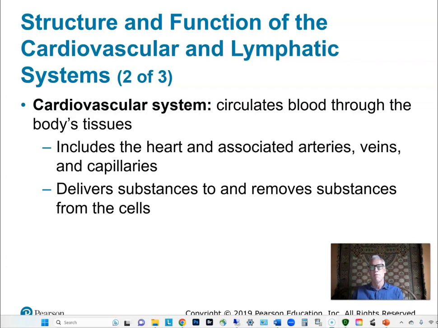close to all the cells to feed them. There are arteries, big vessels that carry blood away from the heart. Capillaries are where the diffusion takes place, tiny microscopic vessels, and then they come together into veins, which bring blood back to the heart. So they deliver nutrients and oxygen to all the cells and carry away carbon dioxide and other cellular waste products to get rid of them out of the body.